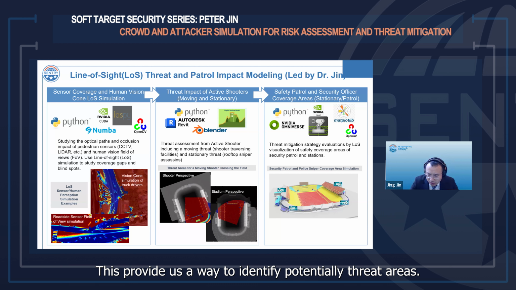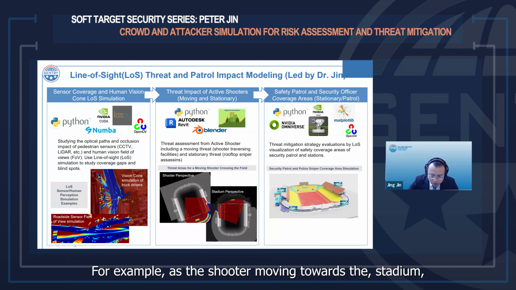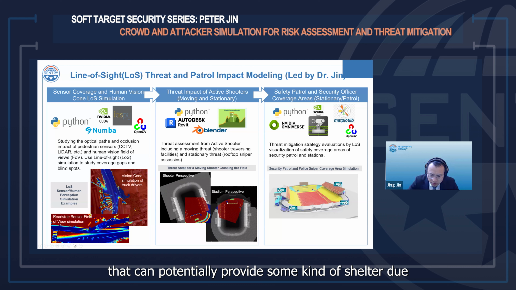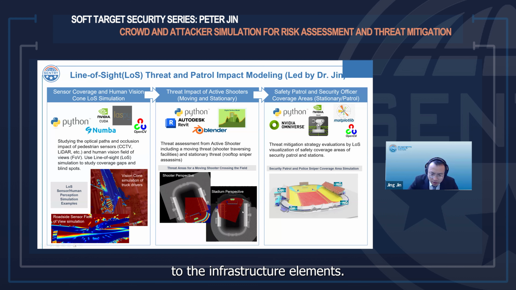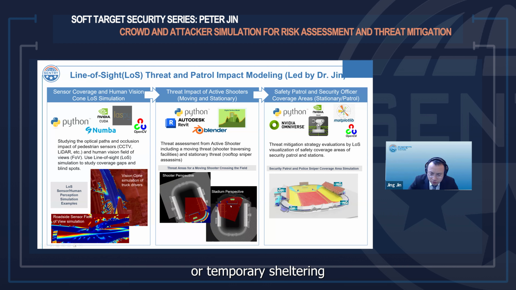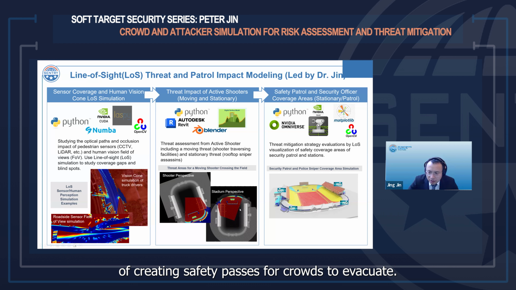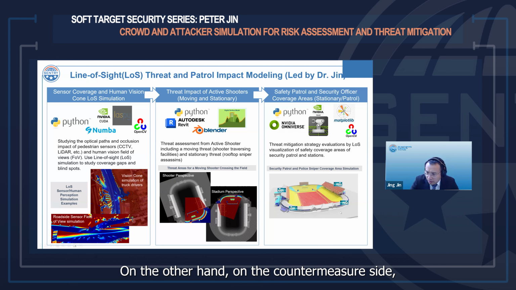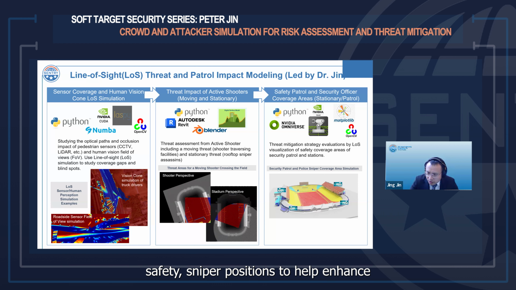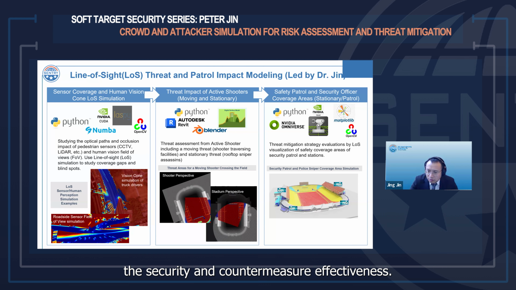identify potential threat areas. For example, as the shooter moves towards the stadium, you will see the areas that can potentially provide some kind of shelter due to the infrastructure elements. We can also add some of the suggested RD1 infrastructure changes or temporary sheltering to see how that can make an impact in creating safe paths for crowds to evacuate. On the other hand, on the countermeasure side, we can also use this type of simulation to assess the potential coverage areas of safety patrols and sniper positions to help enhance security and countermeasure effectiveness.